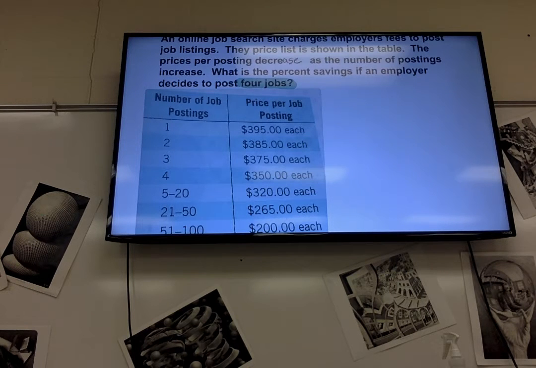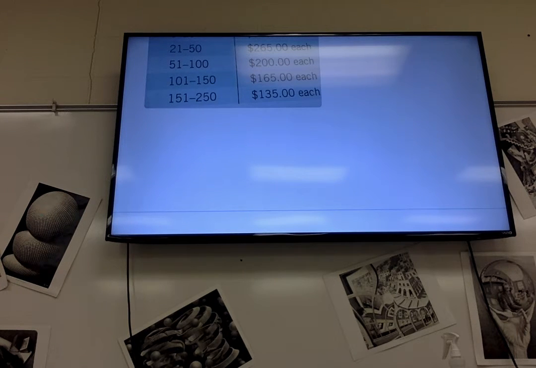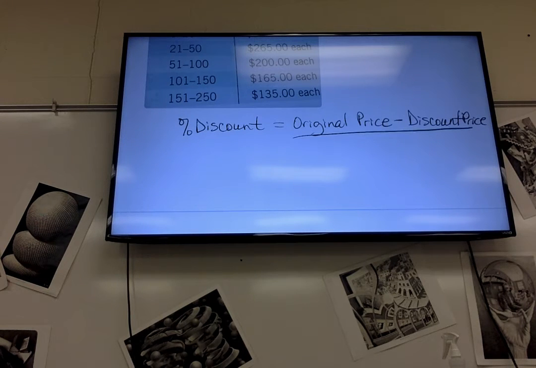Okay, so the way they wrote the formula, and let me put a title on it, percent discount is the original price minus the discount price over the original price. So for those of you that like formulas, there's that.